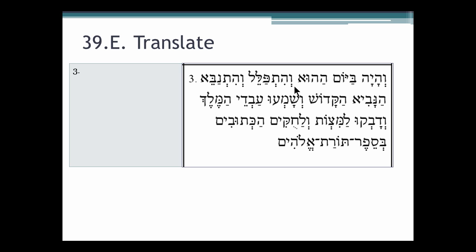Now we have to pause and say, okay, I've got a vav, normal vav, and then I've got hithpalel. This is going to be hith. It's going to be a hithpa'el of the lemma palal. Okay, so we've got a perfect third masculine singular here from palal in the hithpa'el stem, but is it vav consecutive? Or is it just a normal vav? Should we translate this past, completed action, as a perfect, or should we translate this future as a vav consecutive perfect? Well, the answer to that is the latter. We're going to translate it as future because of what has preceded back here.